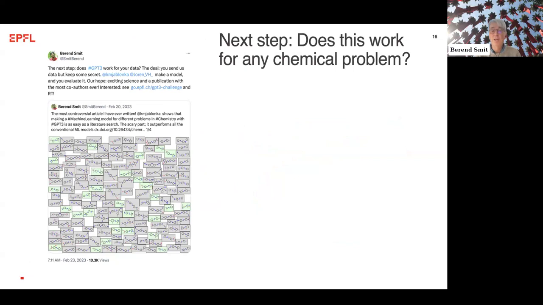This time we started when it was still called Twitter. Let's see if it also works for problems we didn't invent. Typically, what we did in our first work is look at data sets that were previously used for machine learning, so we could benchmark our method. So what we thought was, why don't we ask the community, do you have a problem which involves chemistry? We help you fine-tune a model, and we will learn something from it.